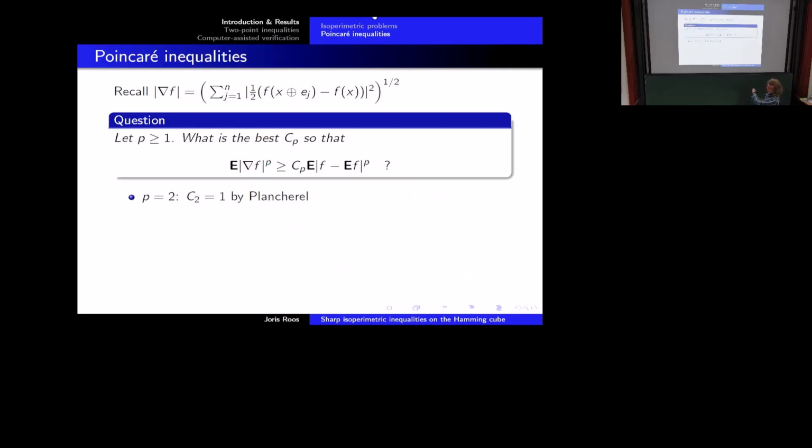Well, how much time do I have left? I don't think I have so much time left. So this part about Poincaré inequalities, you have half an hour.